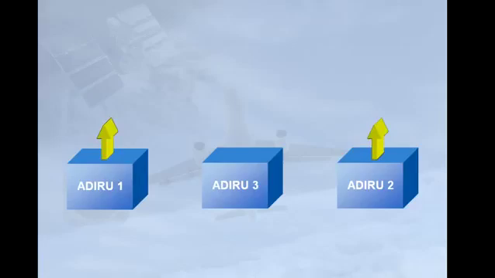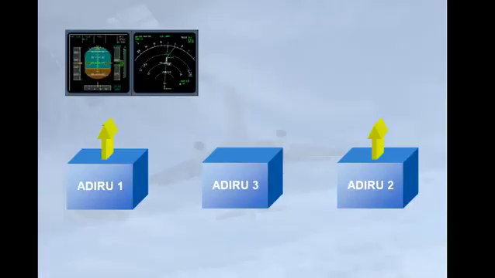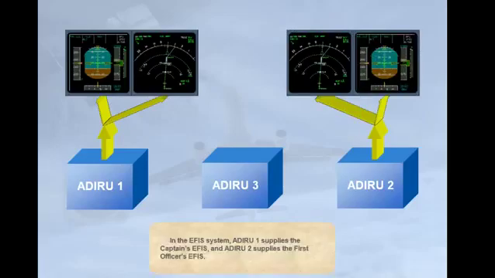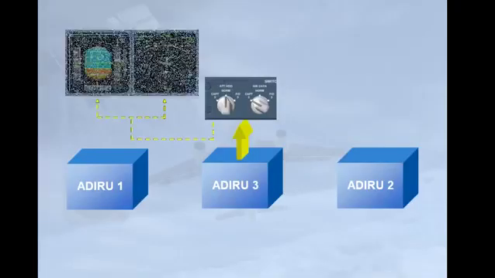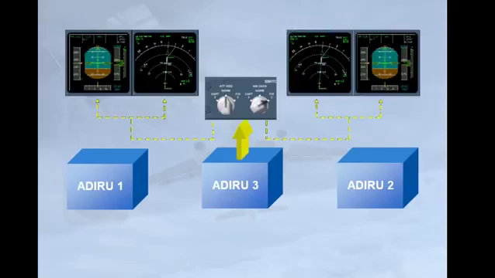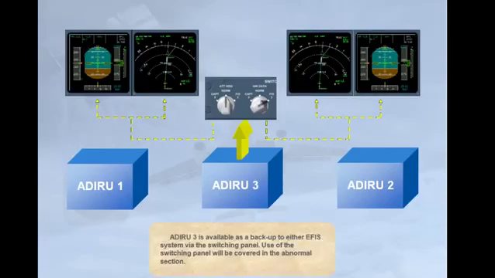Independent data is supplied by each ADIRU. Let's see an example of this. In the EFIS system, ADIRU 1 supplies the captain's EFIS and ADIRU 2 supplies the first officer's EFIS. ADIRU 3 is available as a backup to either EFIS system via the switching panel. Use of the switching panel will be covered in the abnormal section.